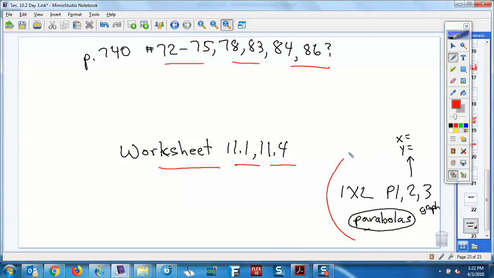And here are some IXLs to add to your list. These are on parabolas. They don't take a real long time, but those would be good to work on. And Friday we'll review all this stuff, parabolas and circles, and we'll probably be doing a quiz on Monday on parabolas and circles.